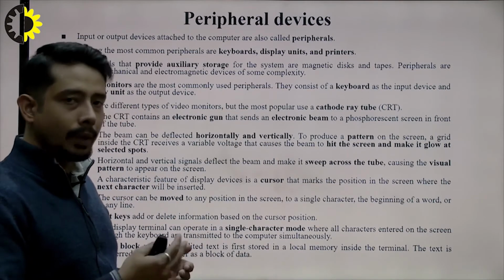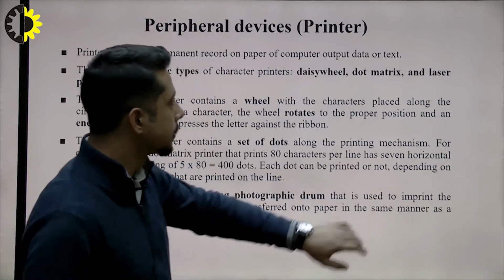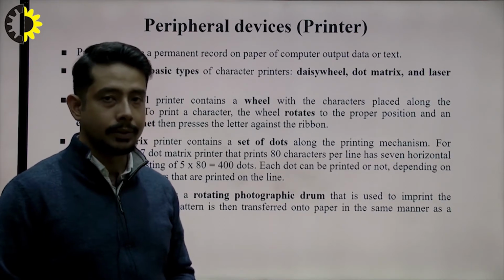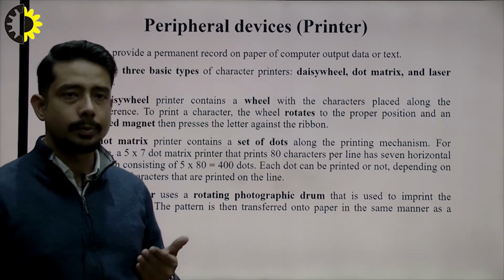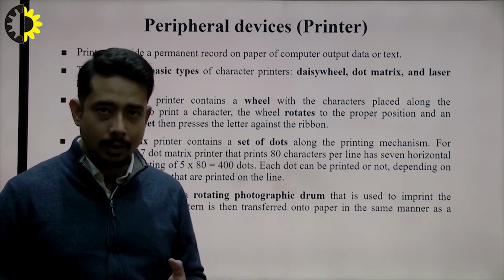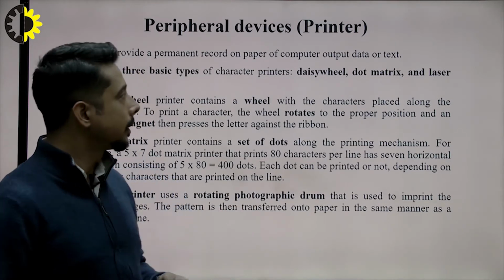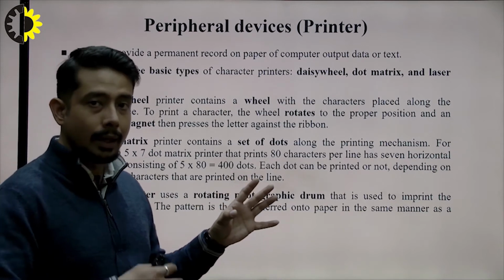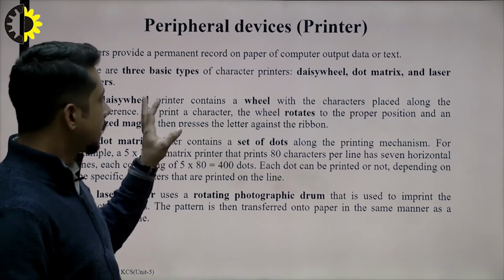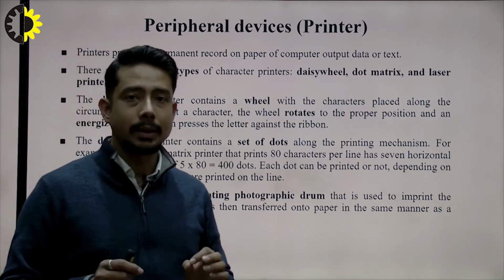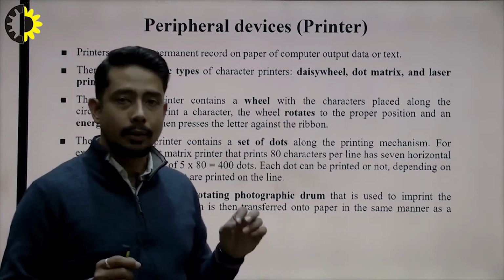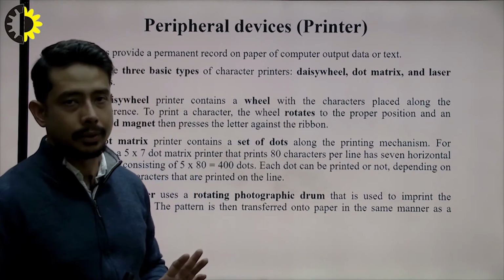Now let us go one by one through the peripheral devices we have come across. Printers are the first one that we will be discussing. A printer generally provides a permanent record on paper, or you can say it converts the output from soft copy to hard copy. The three basic types of printers are daisy wheel, dot matrix, and laser printers.